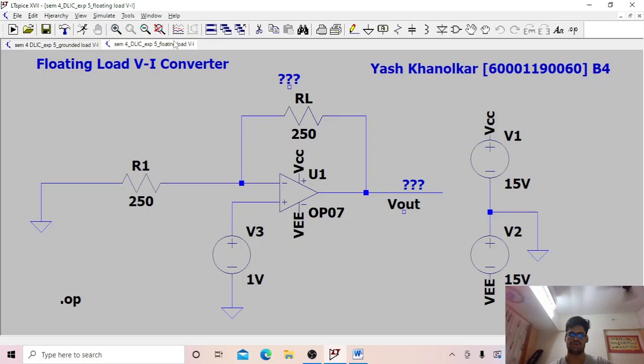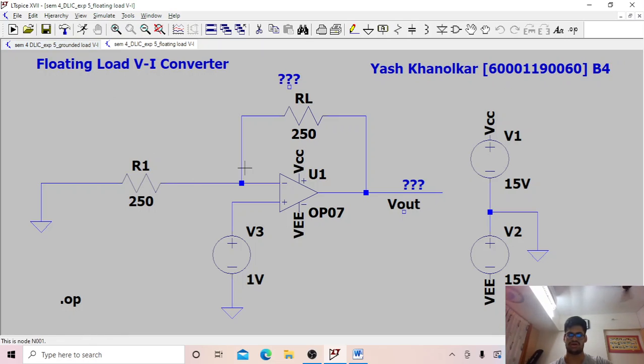So, in a floating load V2I converter, we have two components R1 and RL which we have connected at the inverting terminal of the op-amp, and a supply voltage V3 which we have connected at the non-inverting terminal of the op-amp. The floating load V2I converter is mostly used for test conditions and is not used very often. Instead, the most commonly used V2I converter is the grounded load V2I converter.